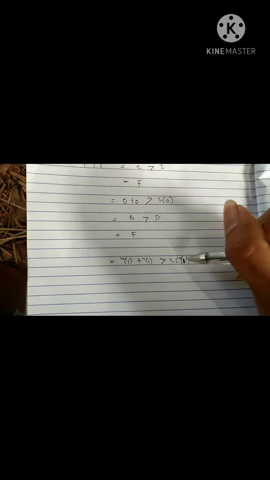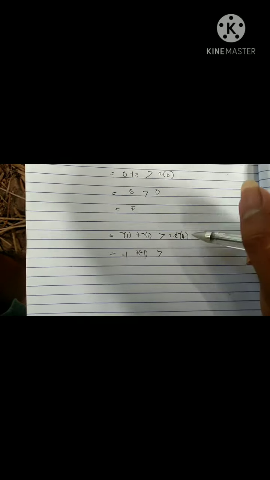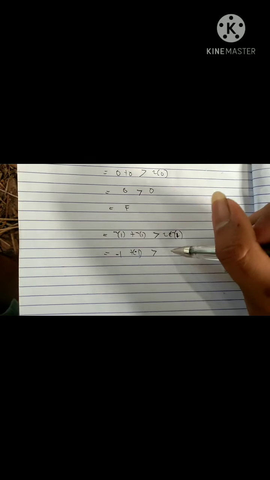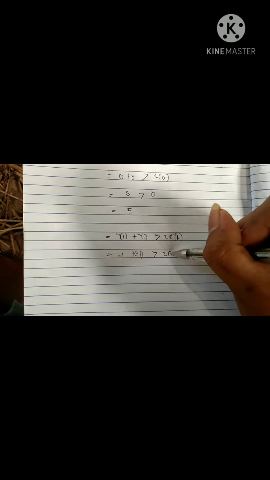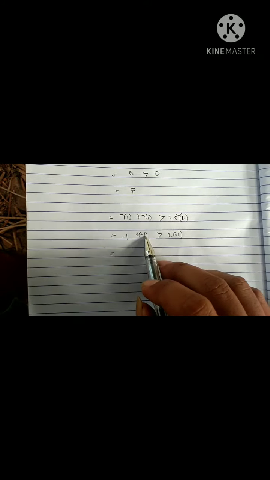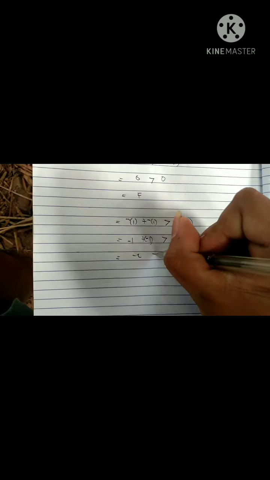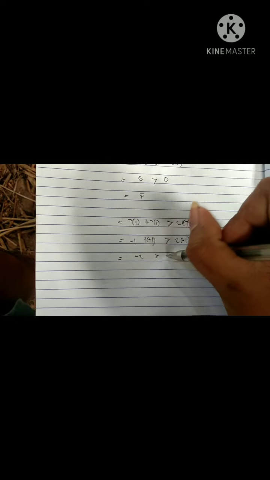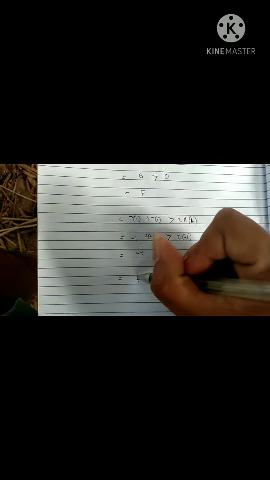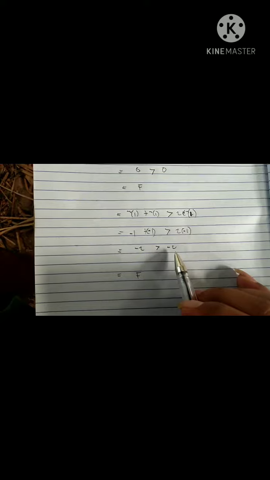So therefore, negative 1 plus negative 1 is greater than 2 times negative 1. Negative 1 plus negative 1 is negative 2, greater than 2 times negative 1 is negative 2. So therefore, it is false because negative 2 is not greater than negative 2. So this statement is false.